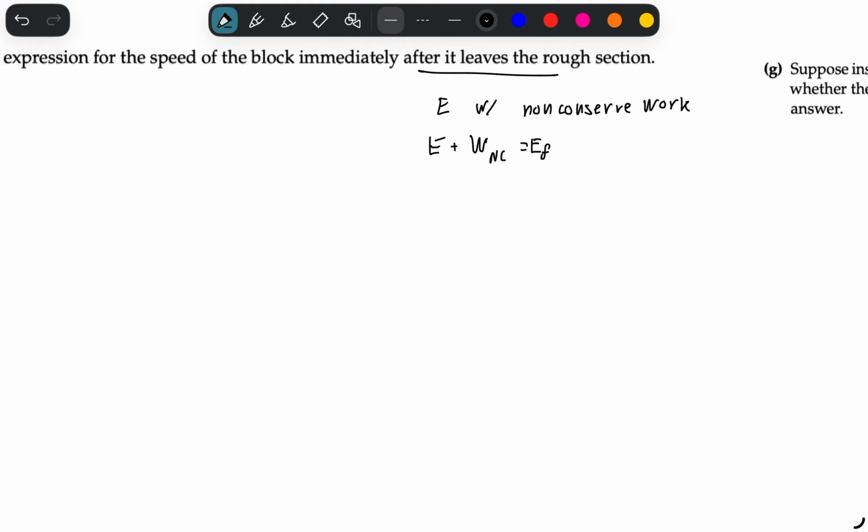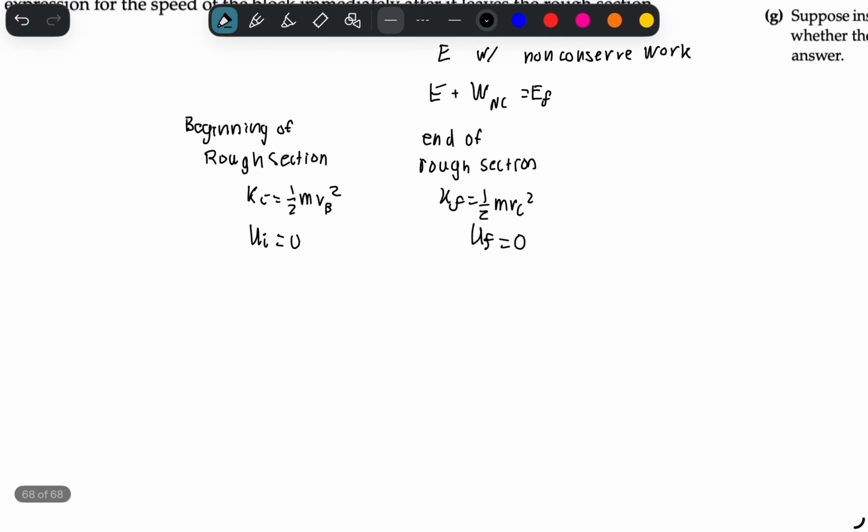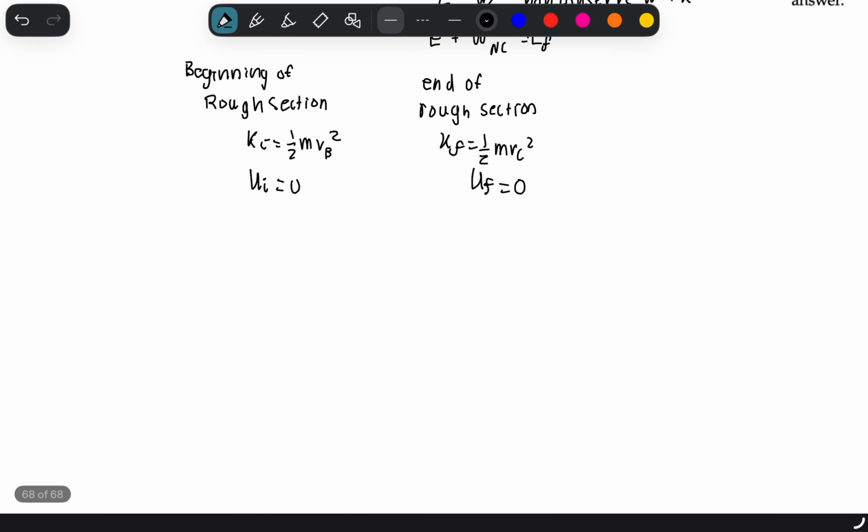We know that at the beginning of the rough section, the initial kinetic energy is equal to 1/2 the mass times the velocity vb squared, and then we have U initial equal to 0. Then at the end of the rough section, the final kinetic energy is equal to 1/2 m vc squared, and Uf is equal to 0. So then we can set these equal to each other.